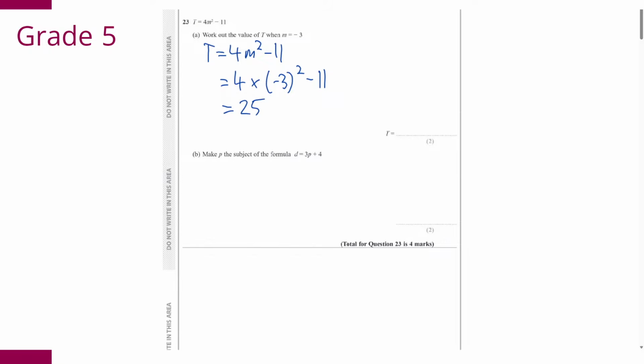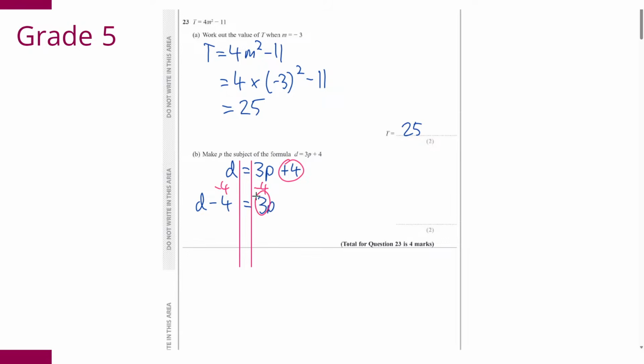Sweet. Next one, make p the subject of the formula. Whenever something says make something the subject of the formula, it means have that thing equals everything else, right? So get it on its own. Always do your lines, so much easier. You've got a +4 there, so you need to take away 4 both sides. And so that would be d minus 4 equals 3p.